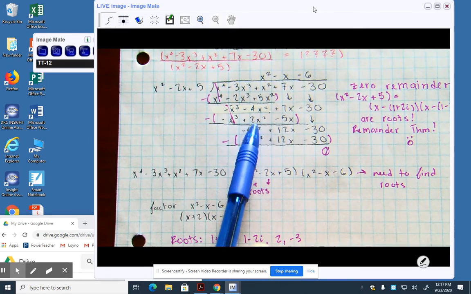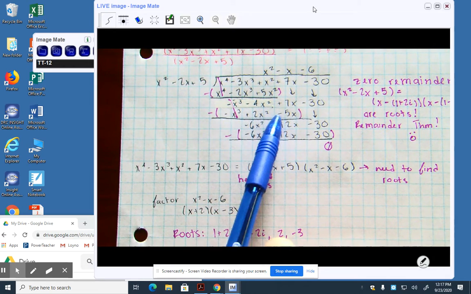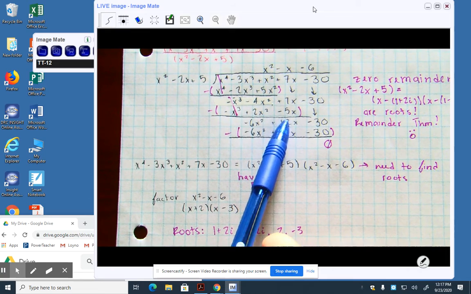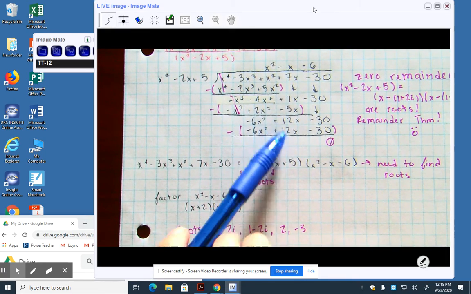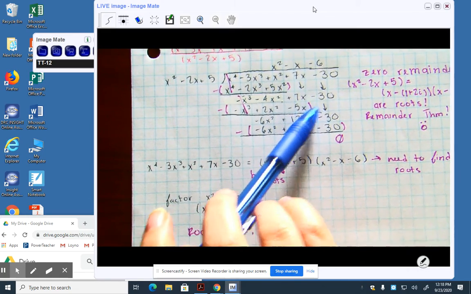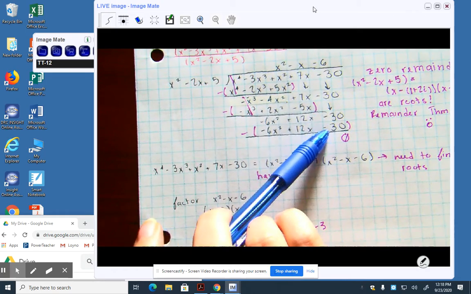Negative 4 minus 2 is negative 6. 7 minus negative 5 is 7 plus 5, which is 12. Drop down my negative 30 because I didn't have anything to combine with it. So it's really just negative 30 minus 0, which is negative 30.